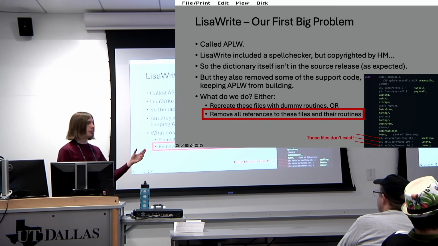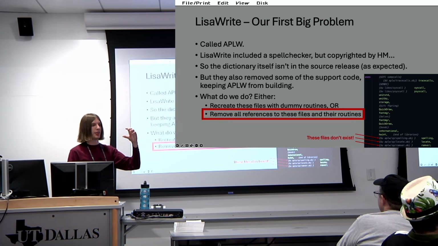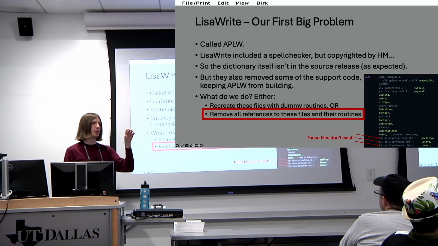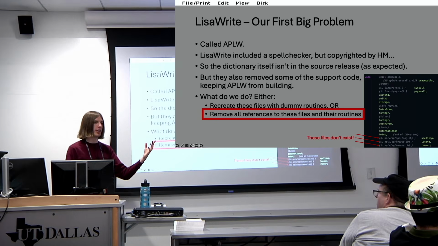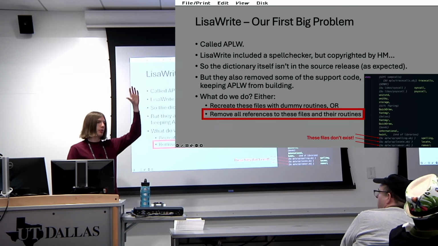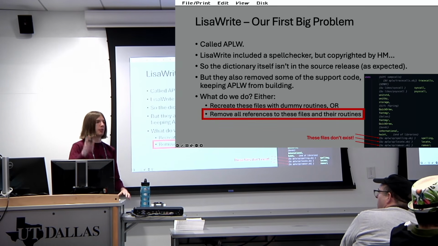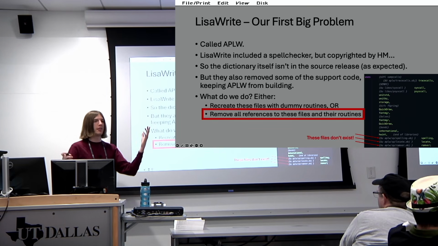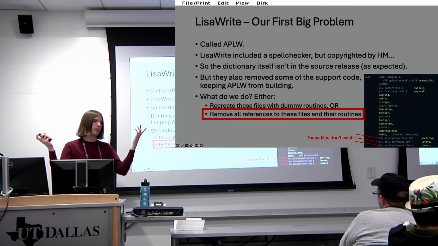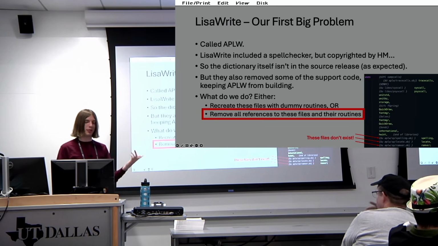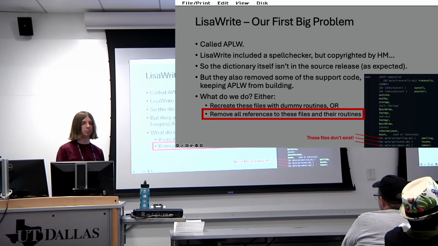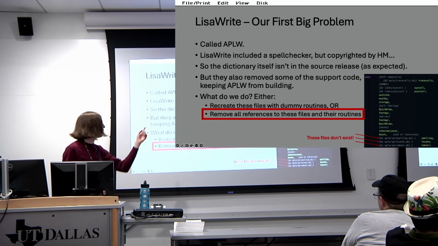We could either recreate all of the routines that exist in those missing files, just make dummy routines that immediately return and don't do anything. Or we could go through all of our existing source code and remove all the references to those missing routines so that they just never get called to begin with. Then it'll compile just fine because we're never referencing anything that's missing, right? So that's what we do. I chose that second option.